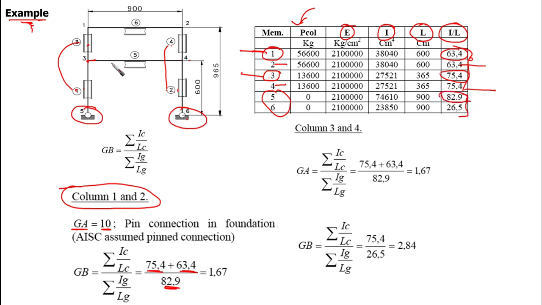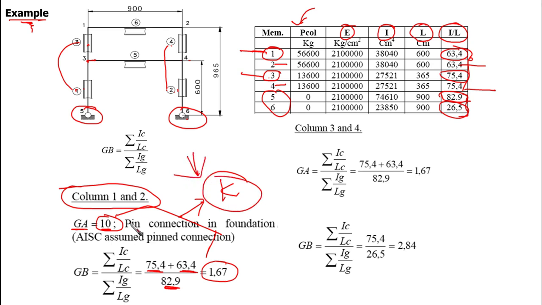Okay, this is for girder 5. Girder 5 is different than girder 6. So this can be calculated as 1.67, and we have GA to be 10. Then from GA and GB we can go to the alignment charts and obtain the value of K. You can do it as an assignment. And for columns 3 and 4, it is the same also. Columns 3 and 4 are this column and this one.